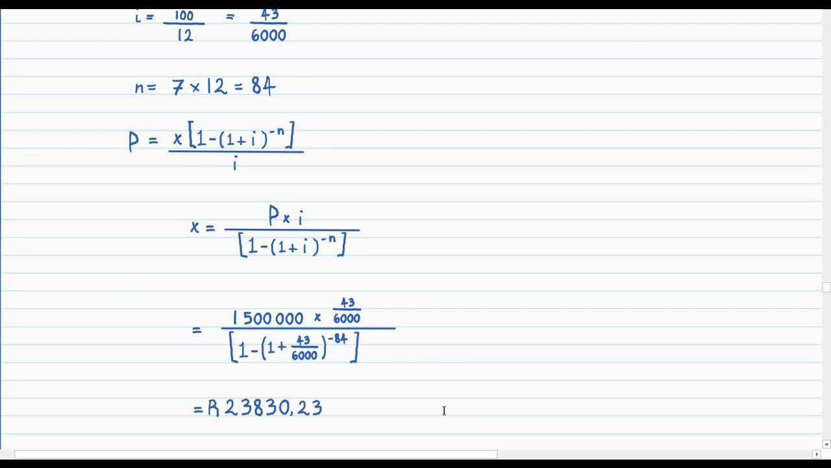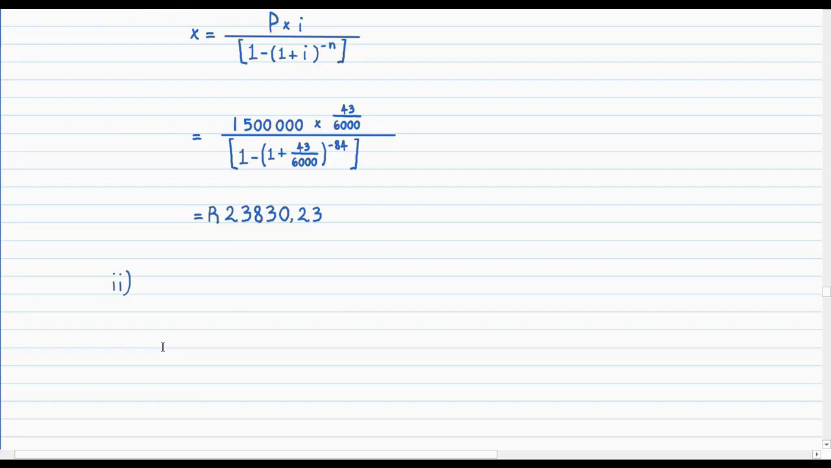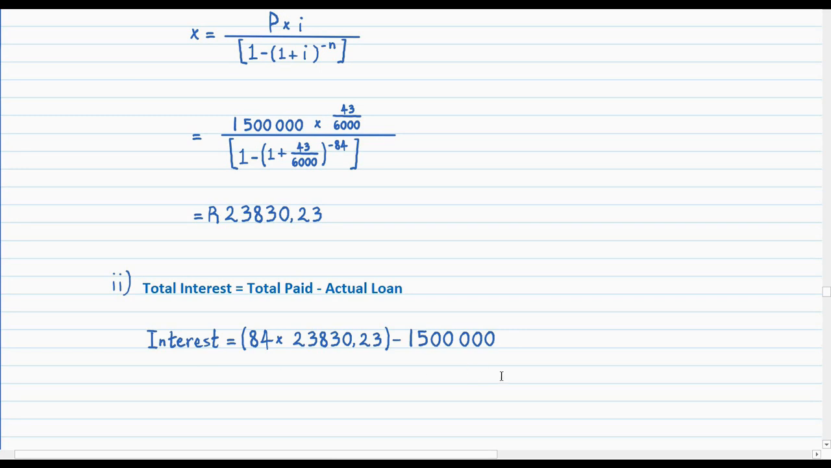Next, the second part asks how much interest she'll have paid at the end of the 7 years. We use the same formula we did for the previous example, and the total paid would be 84 times the value of the monthly installment. And when you do the whole calculation, you end up getting the interest as 501,739 Rand and 32 cents.